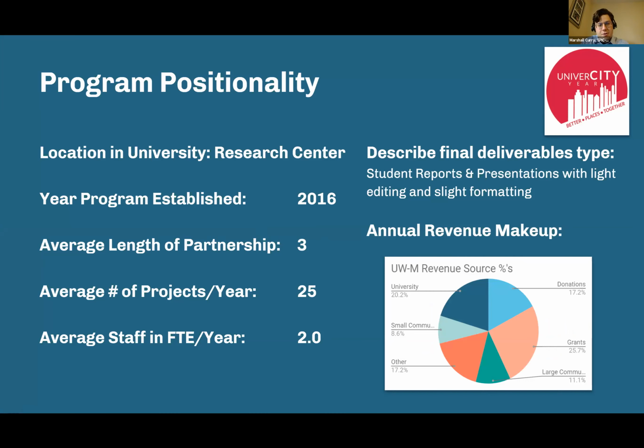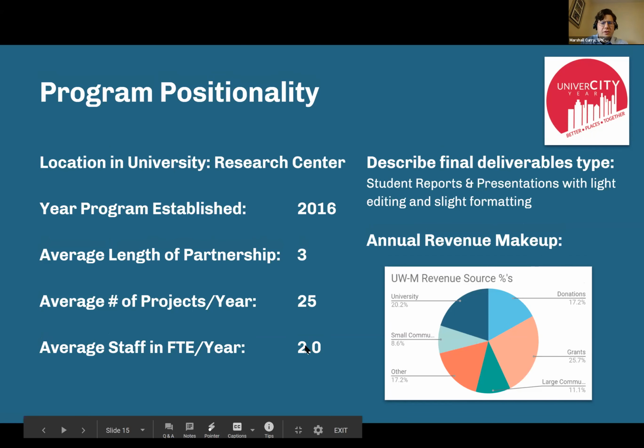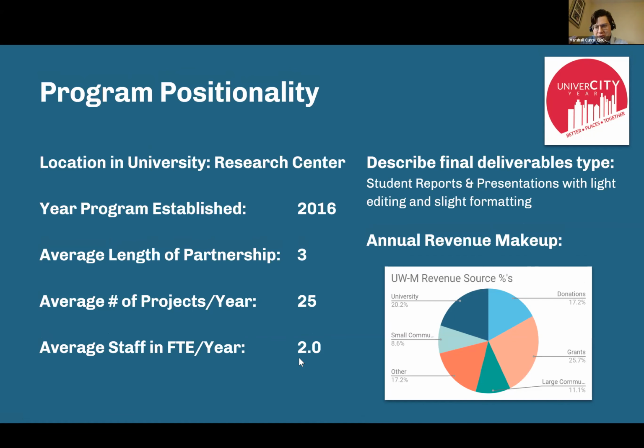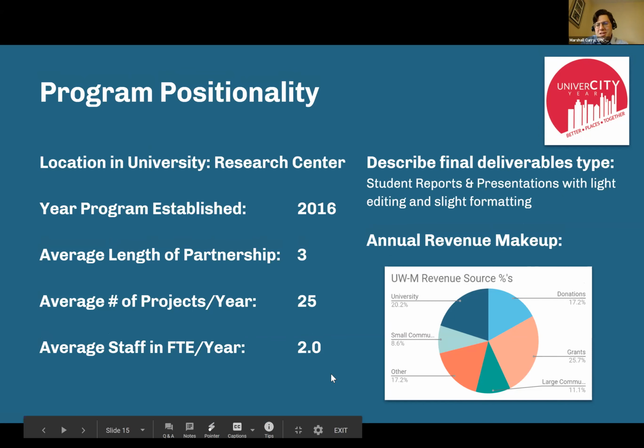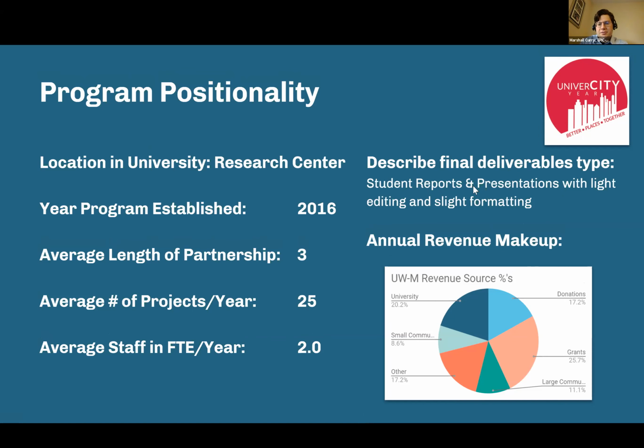The University Alliance program that Joel's a part of was established in 2016. They usually have 3 academic year long partnerships and have more than one going at any given time. They have an average number of projects per year of about 25. When you look at all the staff that are involved, usually it's about 1.5 to 2 people, and then 0.5 FTE of a whole bunch of other people involved in their program, like their communication staff and other things like that. And you can see a general description of how they do their final deliverables as a program and a general description of their annual revenue makeup.